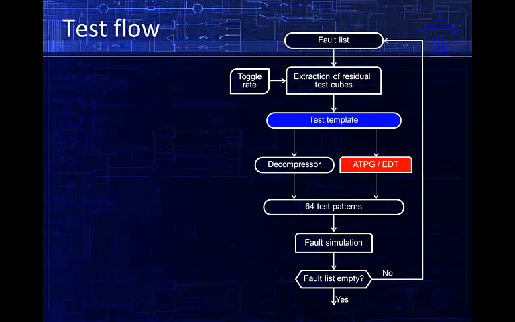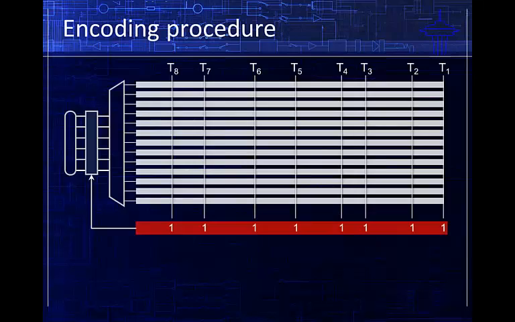Now let's look at the overall isometric test compression flow. In this big loop, we always start with a list of undetected faults. We use a subset of them to generate residual test cubes and compute a test template. One template is typically used for 64 patterns. It is loaded to the decompressor and guides ATPG to generate and subsequently encode 64 patterns. The patterns are fault simulated and the loop is repeated until all faults have been covered.